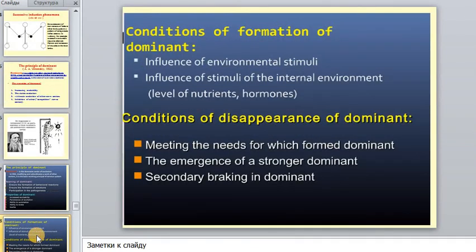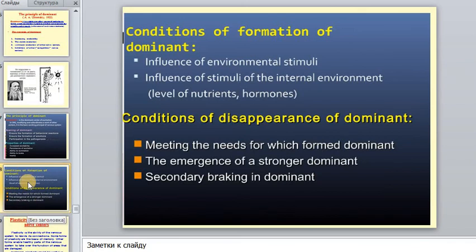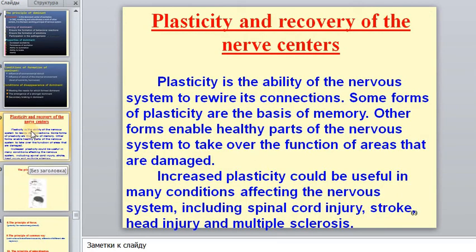Conditions of formation of dominant: we should have the influence of environmental stimuli, the influence of stimuli of the internal environment, for example the level of hormones or nutrients. And conditions of disappearance of dominant: meeting the needs for which the dominant formed, the emergence of a stronger dominant, and secondary braking of the dominant is also possible.